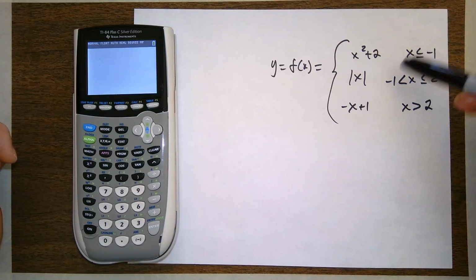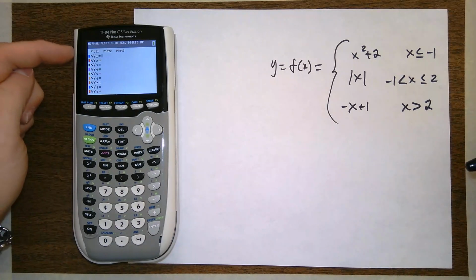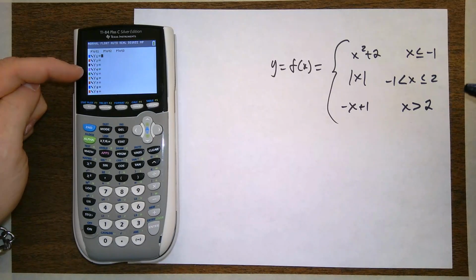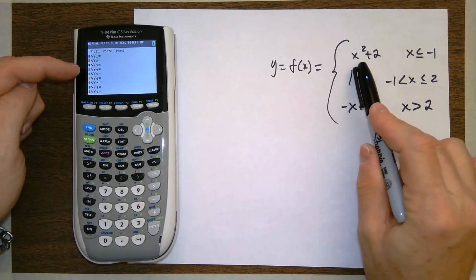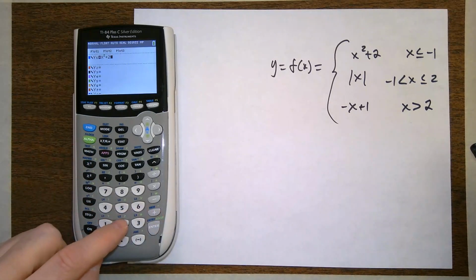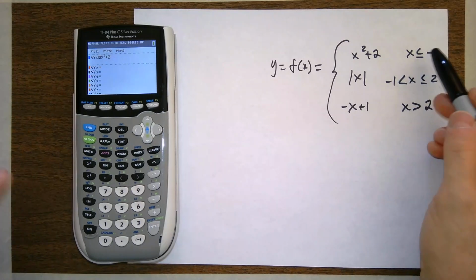When we enter these in, it's all about how you enter these in here. So if I go to the Y equals, I'm going to put it in as 3 different functions. I'm going to use Y1, Y2, and Y3. In Y1, I'm going to put the function x squared plus 2. Now, how do I get it to graph just this part right here? So here's the trick of it.